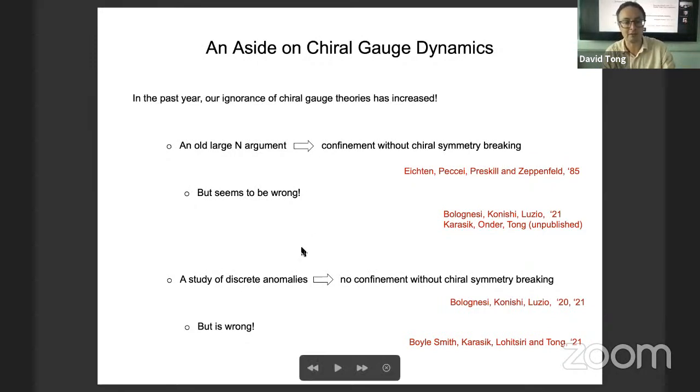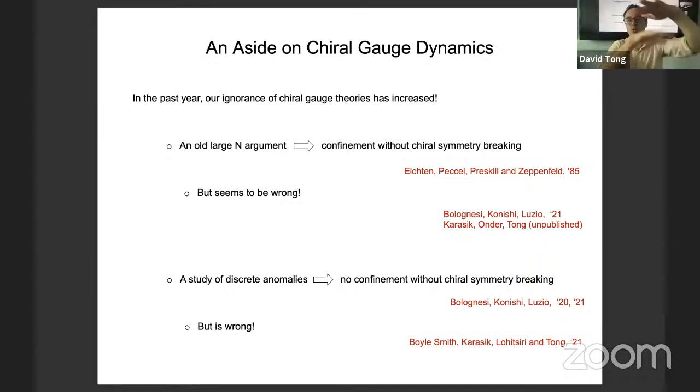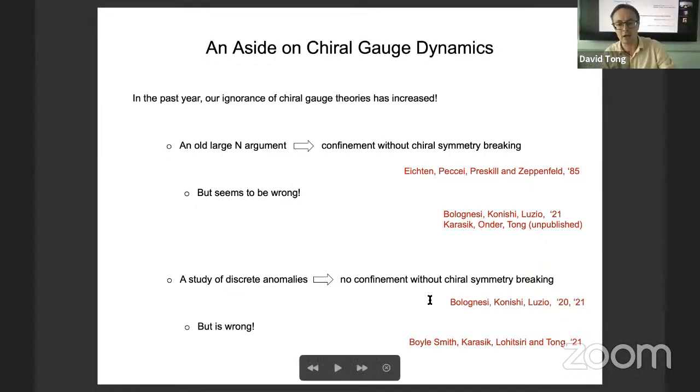But I believe this is incorrect. There was also a study of discrete anomalies. So the global symmetry of this theory is SU(N) times U(1), and then there's some discrete quotients which mix with the gauge symmetry. And again, Bolognesi and company made a study of the discrete anomalies associated to that, and argued the opposite conclusion to Eichten and Preskill. They argued that you must have chiral symmetry breaking, but I believe these arguments are wrong as well.